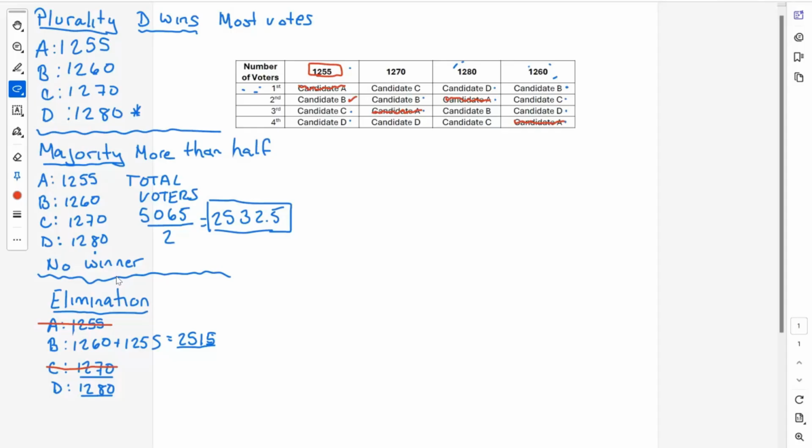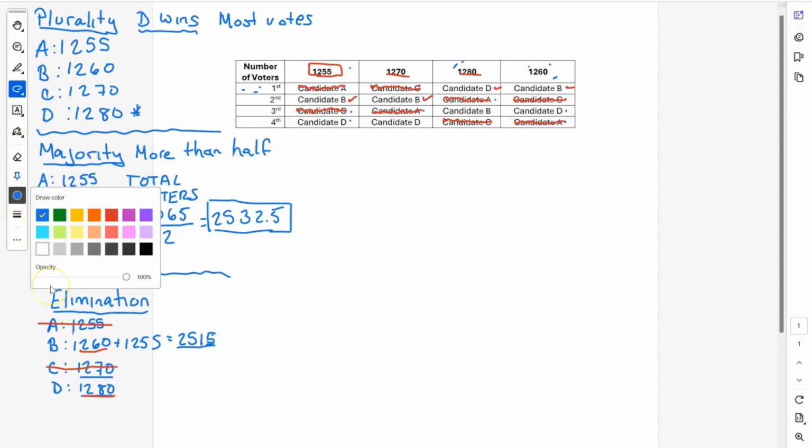Okay. So let's get rid of candidate C in our table above. And again, for these 1,260 people who liked B best, well, they still like B best. And so those 1,260 votes still go to B. For these 1,280 people who liked D best, they still like D best. So those votes don't change. But for these 1,270 people who used to like C best, if C was never an option, those votes are now going to B. They're going to the candidate next down on their list.